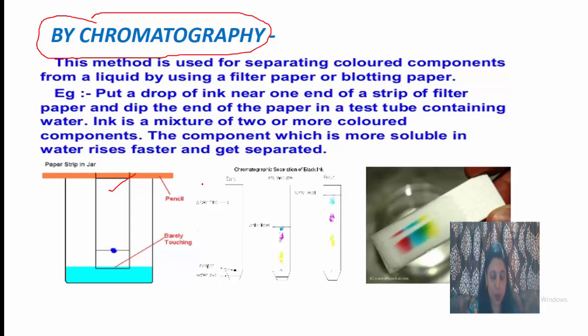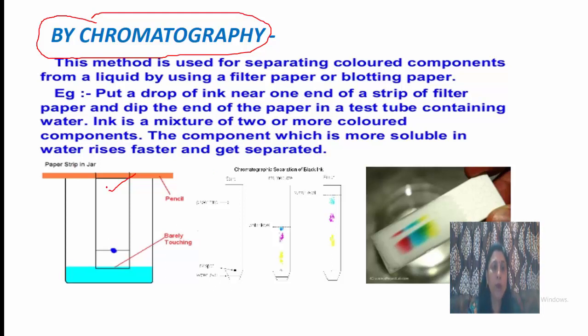This separation is based on the fact that though two or more substances are soluble in the same solvent, but their solubilities may be different. The basis of chromatography, the principle behind this chromatography, is the difference in the solubilities of the solutes in a solvent.